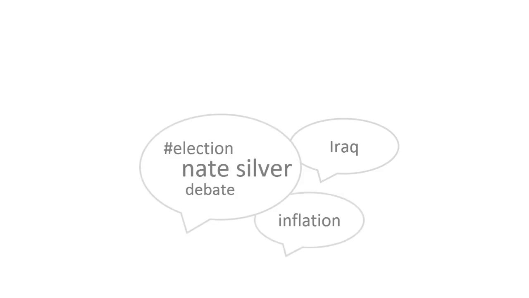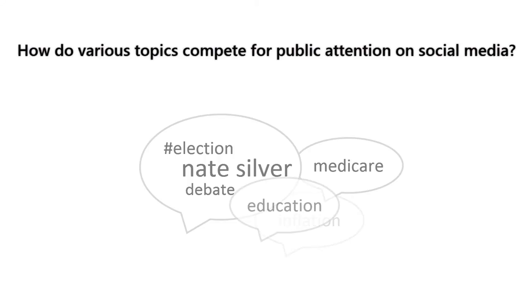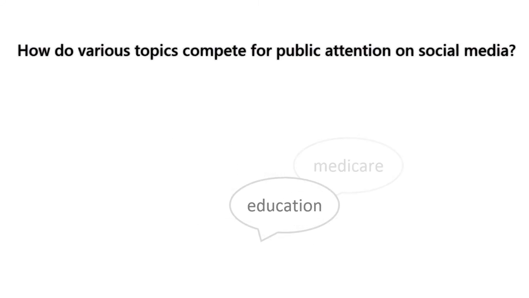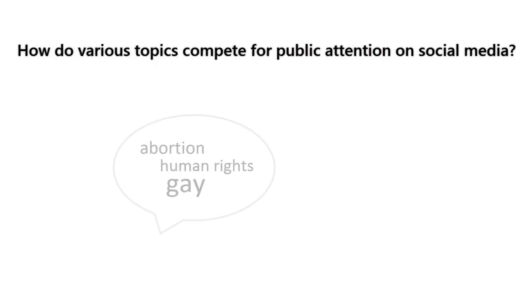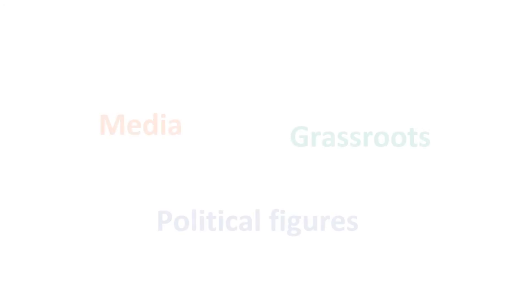Social media platforms such as Twitter are now an increasingly important channel for people to read news and discuss a variety of topics. However, it is difficult to keep track of all the incoming topics due to people's limited attention capacity. Therefore, the topics have to compete for people's attention.